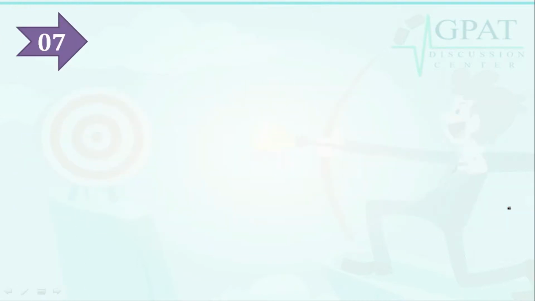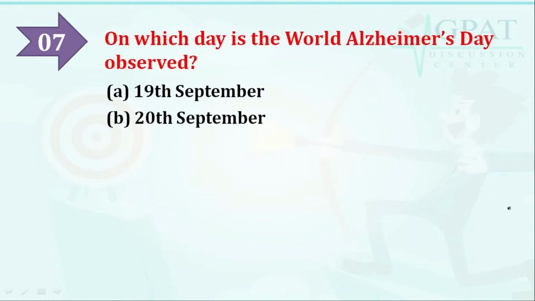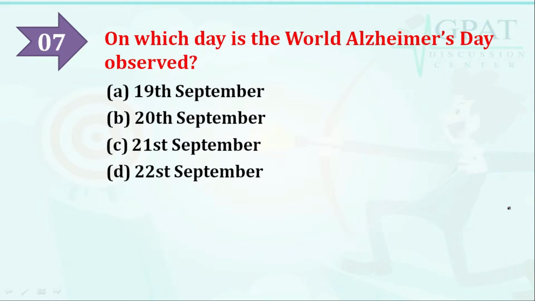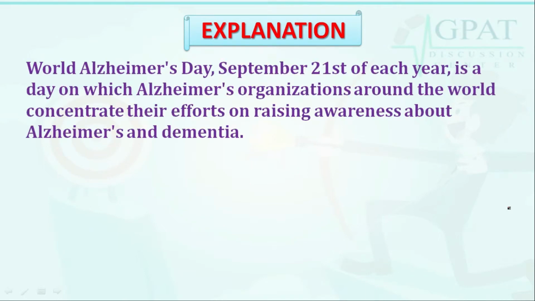Moving on to the next question: on which day is the World Alzheimer Day observed? The options are, option A is 19th September, option B is 20th September, option C is 21st September, option D is 22nd September. So the correct answer is 21st September. Here we have an explanation: World Alzheimer's Day on September 21st of each year is a day on which Alzheimer's organizations around the world concentrate their efforts on raising awareness about Alzheimer's and dementia. So 21st September is Alzheimer Day.